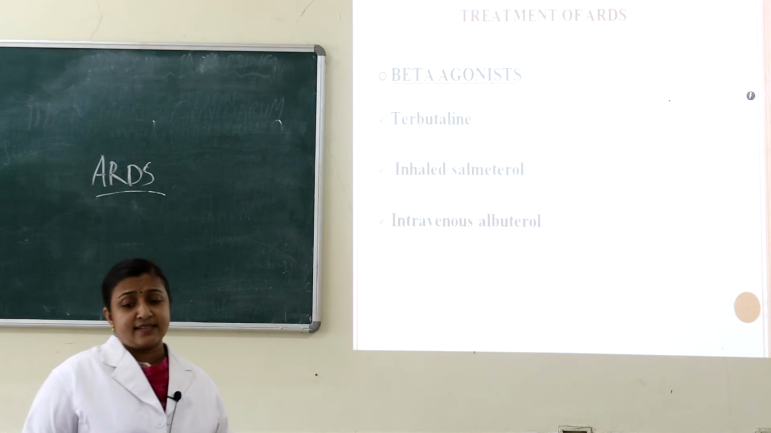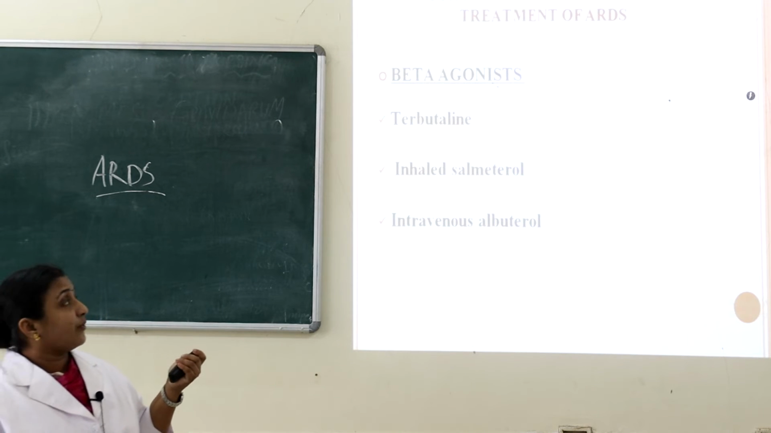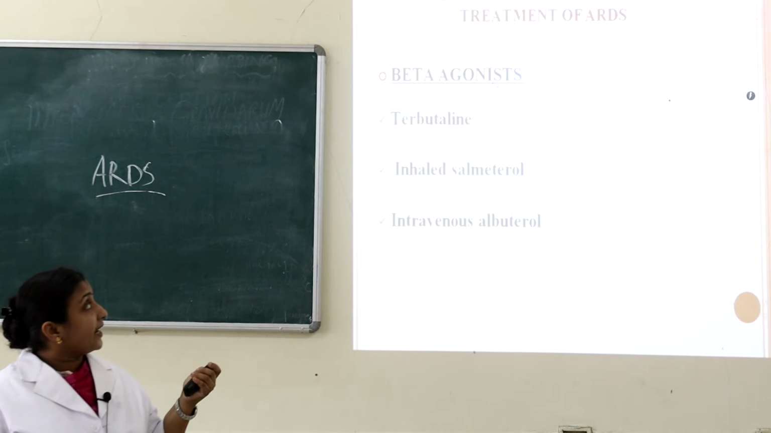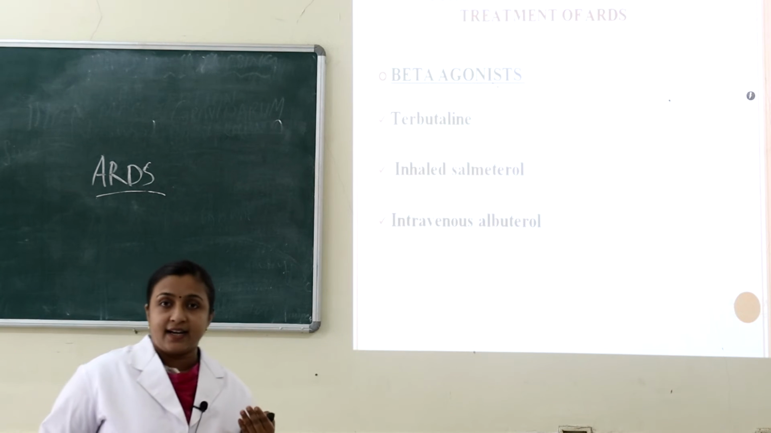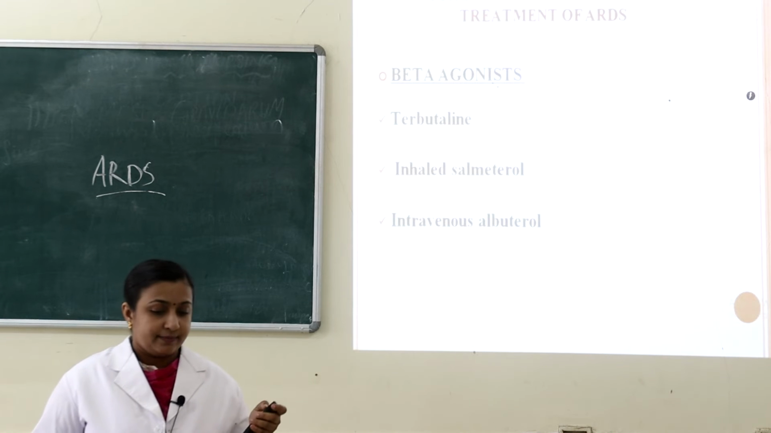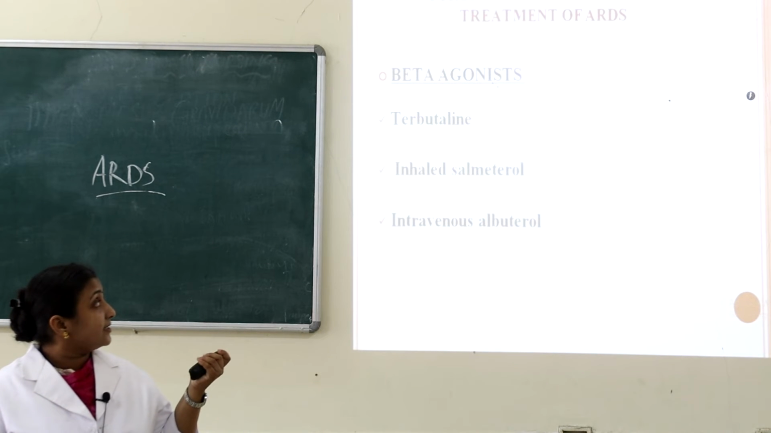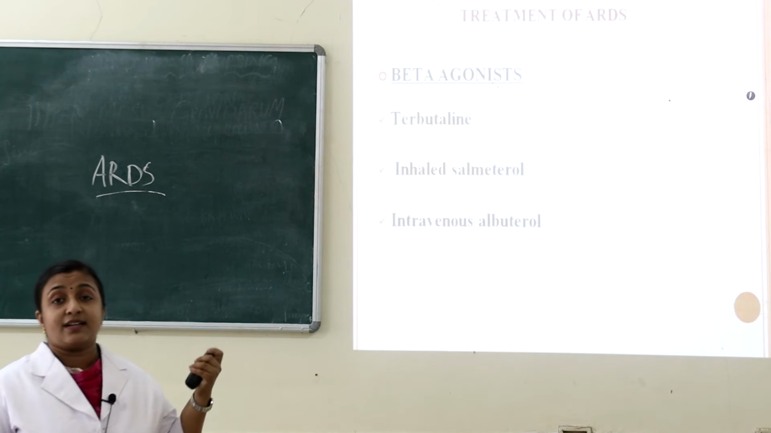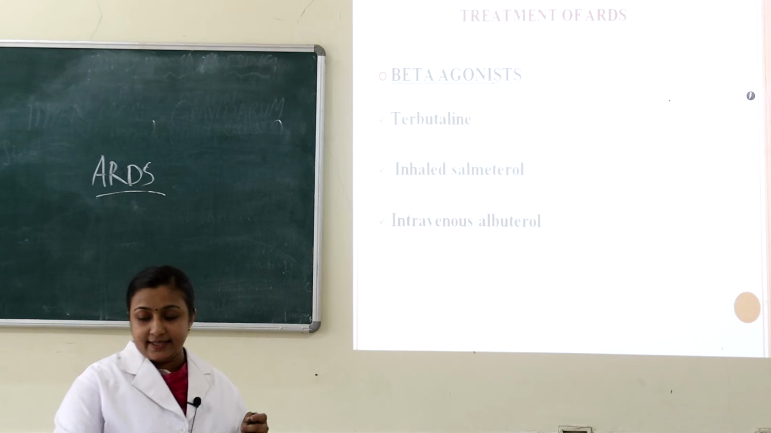Next, we can see the other newer trends in the treatment of ARDS. What are the other newer trends? That is beta agonists. We can use beta agonists for treating ARDS patients, like terbutaline, inhaled salmeterol and intravenous albuterol. These all are the beta agonists which can be used in patients with ARDS.